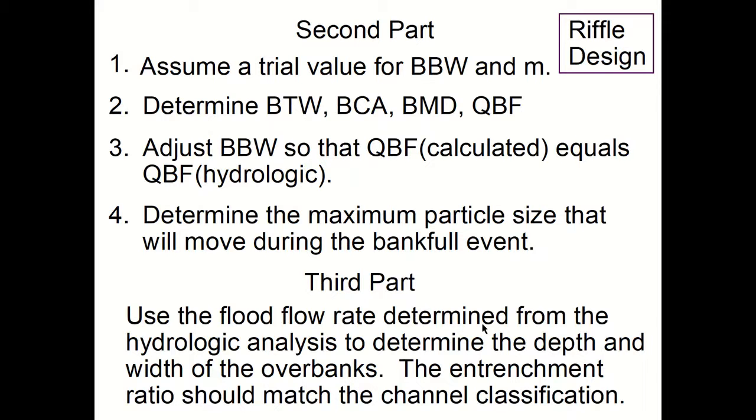And I misspoke, because the third part is actually determining the flood flow limits. The second part up on top is refining the riffle design. So the third part, use the flood flow rate determined from the hydrologic analysis to determine the depth and the width of the overbanks. The entrenchment ratio should match the channel classification.